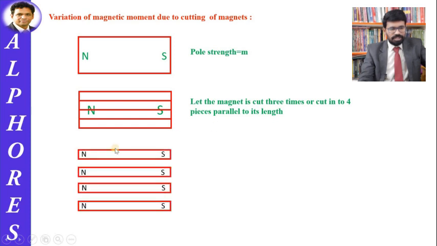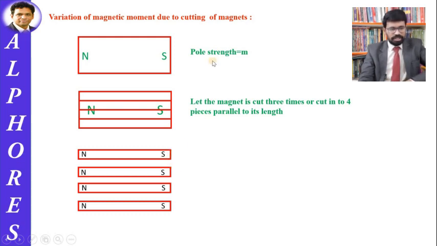2 pieces will be generated. Like this, if it is cut 3 times, 4 pieces were generated. Now what has happened to the cross-section area of the magnet? It is decreased. Earlier it was, let us say, A, now it is A by 4, each individual magnet's cross-section area. Whereas the length of this piece is equal to the length of the original magnet. So there is no change in the length, but a change in the cross-section area can be observed.